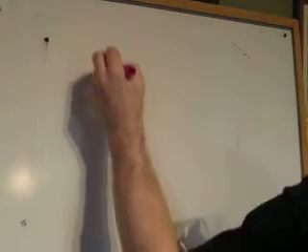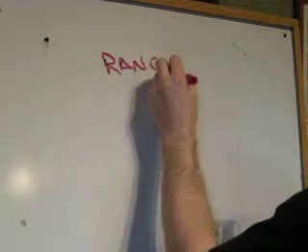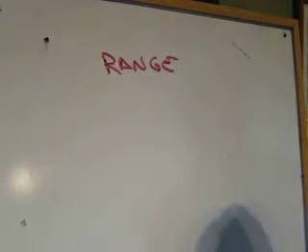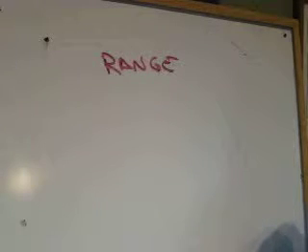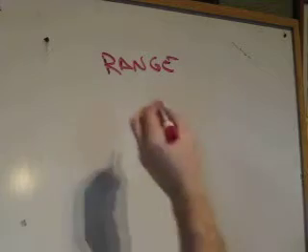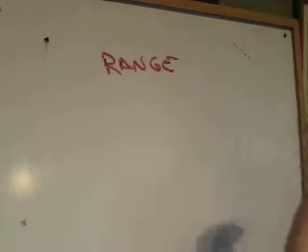Alright, brings us to our final vocabulary word that we're going to do over this lesson, and then we're going to be done, and it's called the range. All the range means is it's the difference between the largest number and the smallest number in a sample. A sample means that list of numbers I put up here.